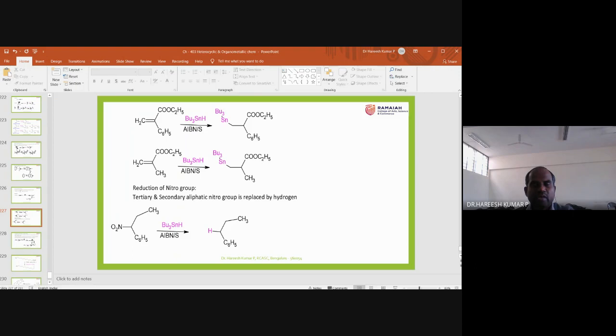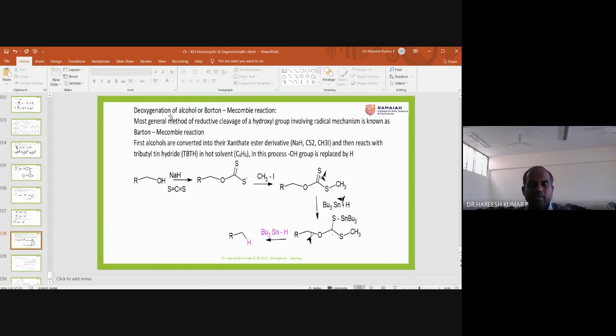So with this, I will go to one more kind of reaction, that is the reduction of the nitro group. I think you are aware of the nitro group. So this is a nitro group. A tertiary or secondary aliphatic nitro group is replaced with hydrogen. That means removal of the nitro group. A nitro group can be removed, or replaced with hydrogen. So with this, I will go to the next slide.